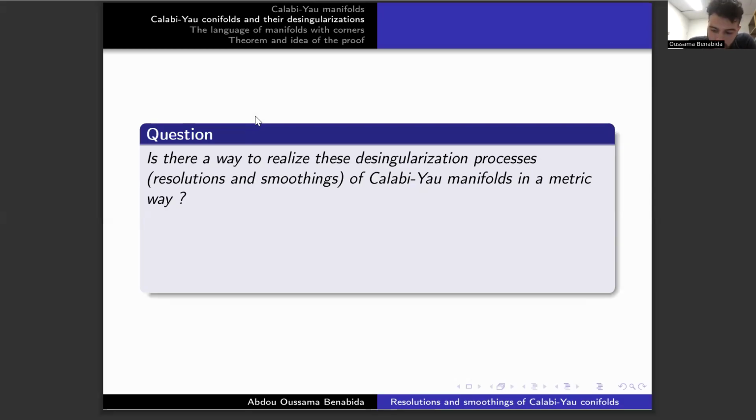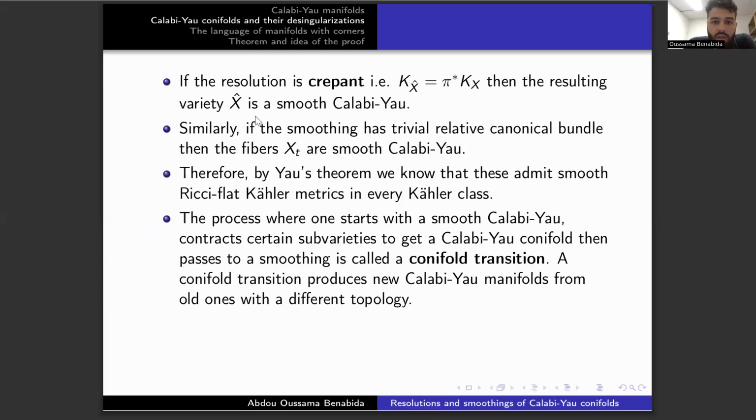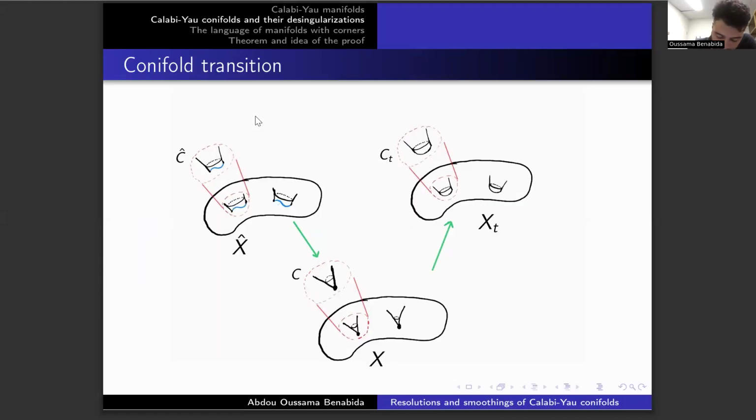Is there a way for both of these processes? So this is the resolution on this side and the smoothing on the other side. These are algebraic processes, so we're just doing something algebraic. We are either doing a resolution, algebraic resolution, or algebraic smoothing. This is a deformation, and this is a blow up, or whatever type of resolution is done.